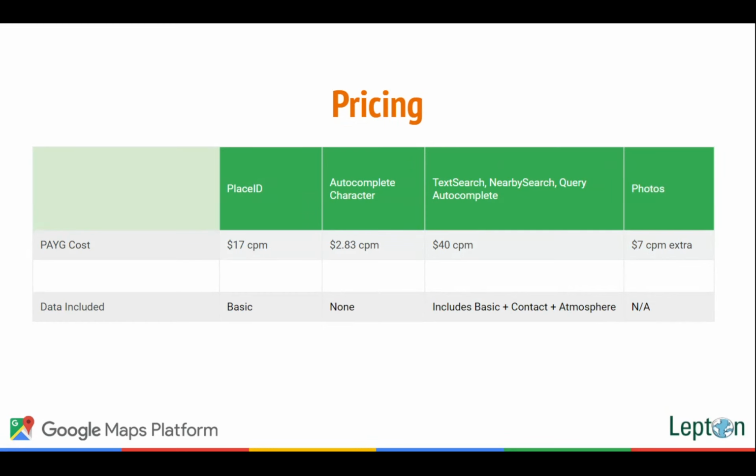The original searches which were there in premium plan, text search, nearby search, query autocomplete, those would be charged at the rate of $40 per thousand calls. Now, if I have the need to look at the pictures of a POI, I get charged $7 per thousand photos or pictures which I view.